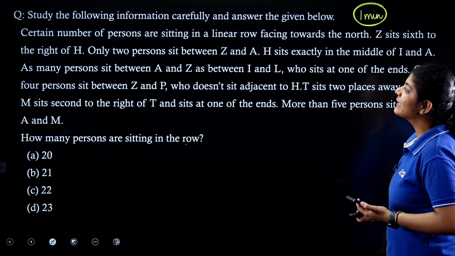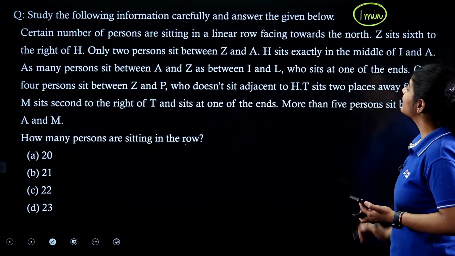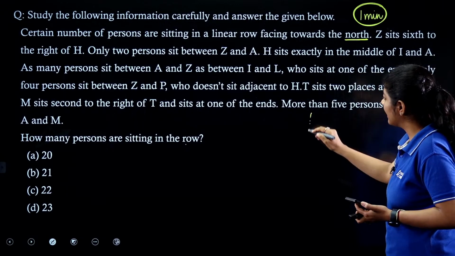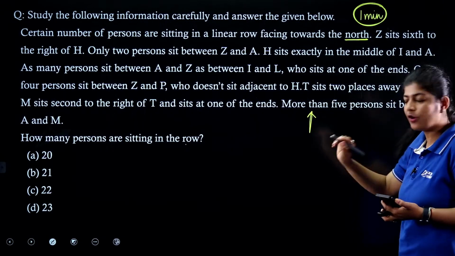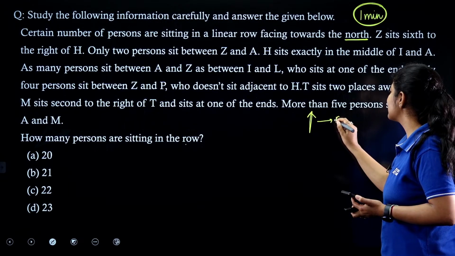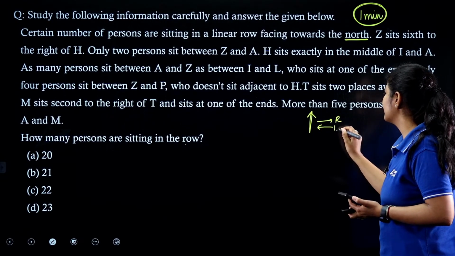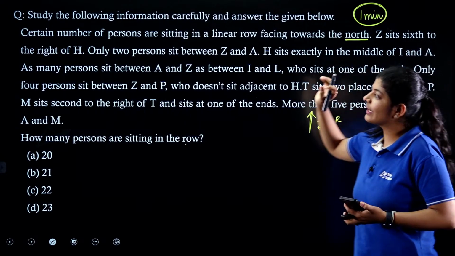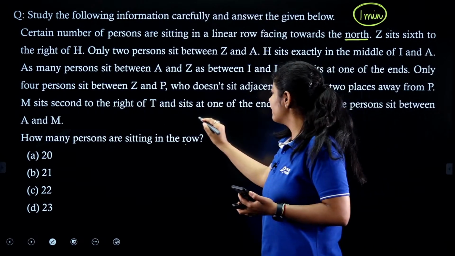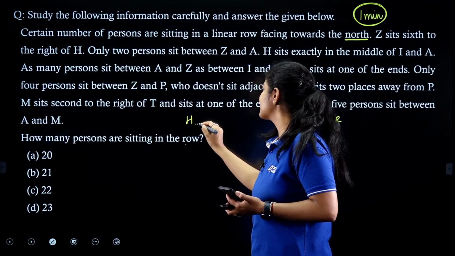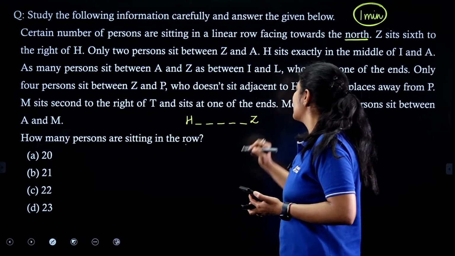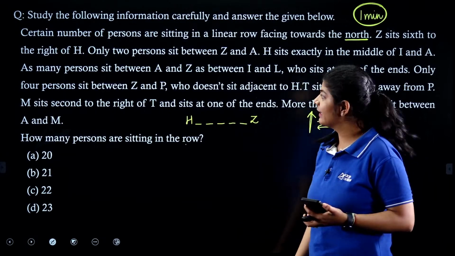A certain number of people are sitting in a row facing towards the north. So the direction is clear. If they are facing north, that means this is the right side and this one is the left side, right? Okay, next. Z sits 6th to the right of H. If H is sitting over here, then 6th to the right: 1st, 2nd, 3rd, 4th, 5th and 6th. This is the position of Z, right?